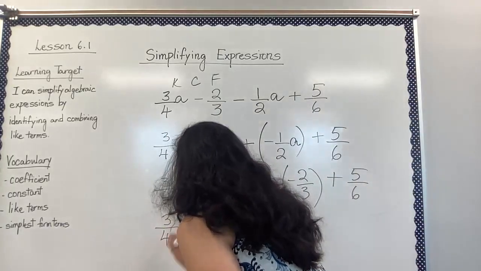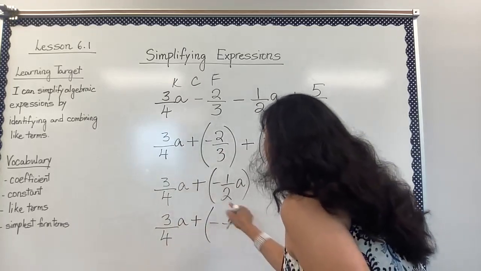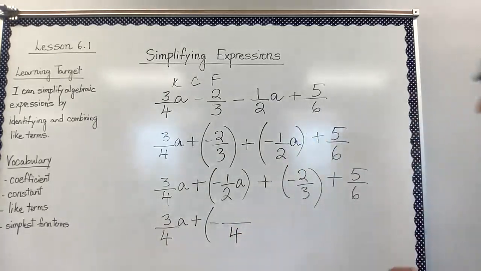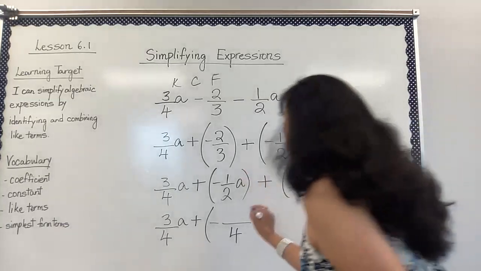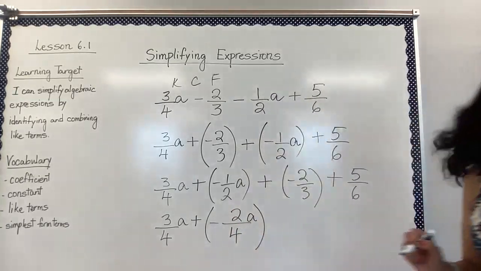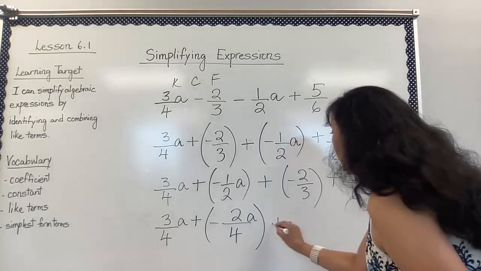So 3/4 a plus negative, my 2 is going to become a 4 because I need a common denominator. And 2 times 2 gives me 4, so 1 times 2 is going to give me 2. And here is my common denominator now, which will be easy for me to add or subtract. Okay. And then I have plus.